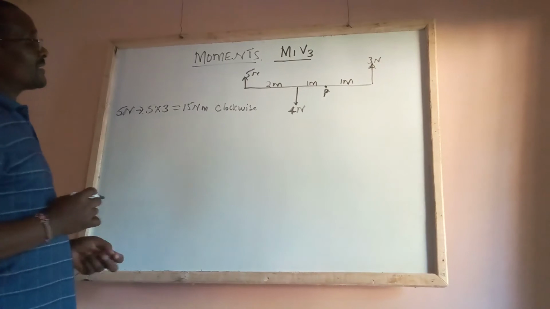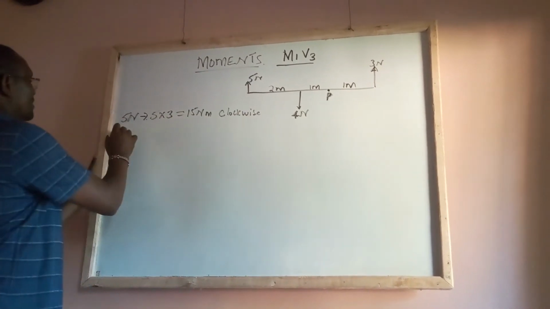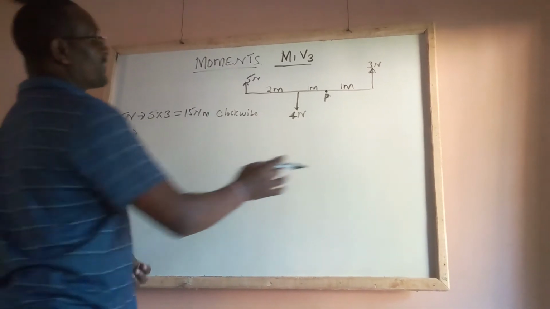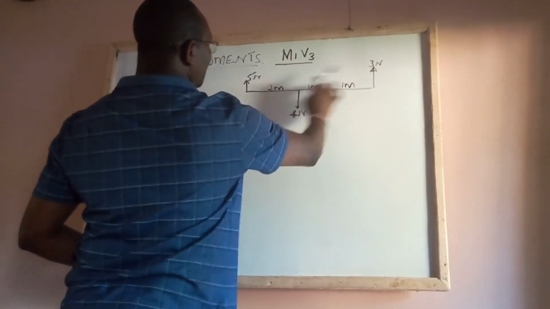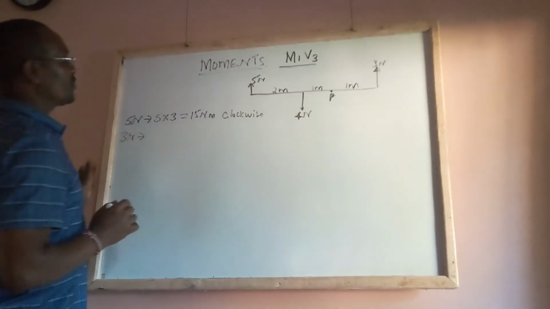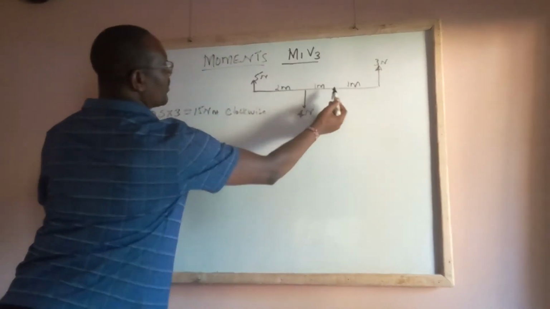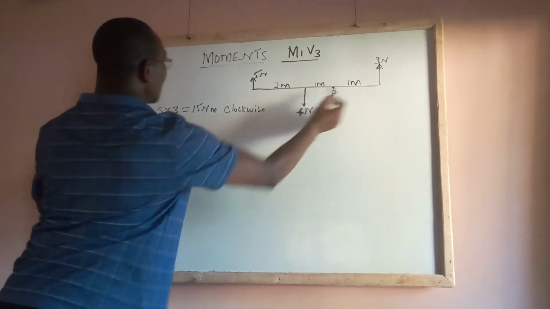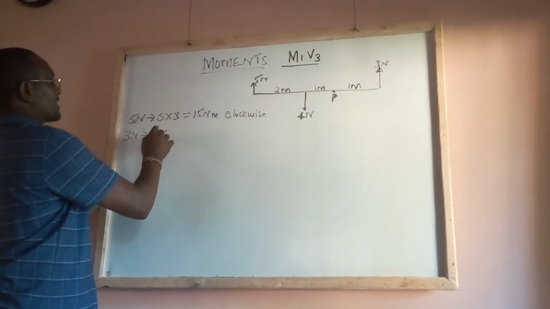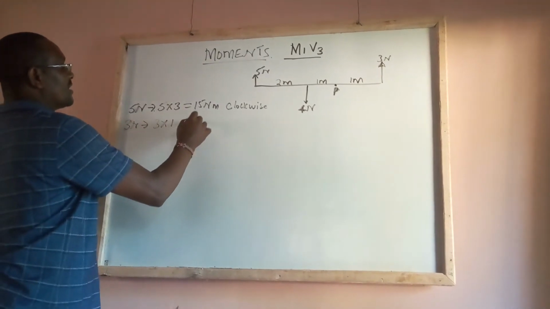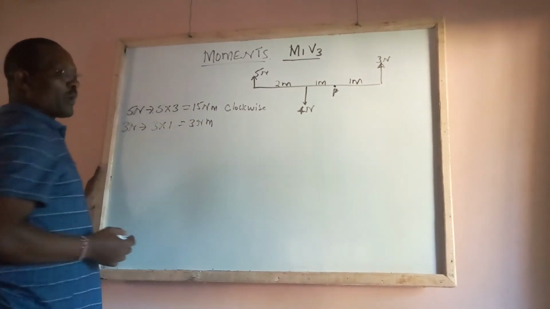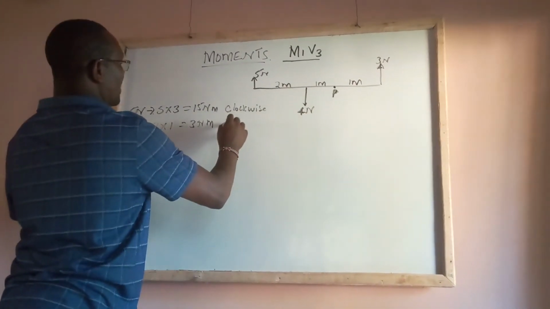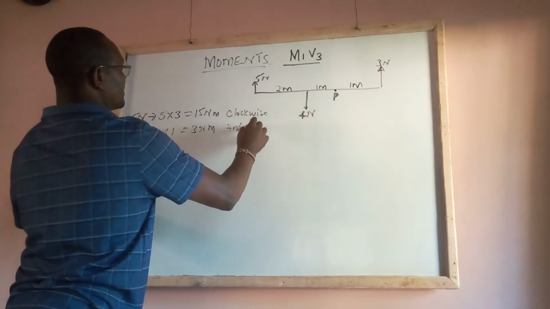What about the moment due to 3 newtons? We have the force, which is 3 newtons, and the distance, which is 1 meter, because from 3 newtons to P is 1 meter. So this is 3 times 1, which is 3 newton meters. What is the direction? Anti-clockwise.